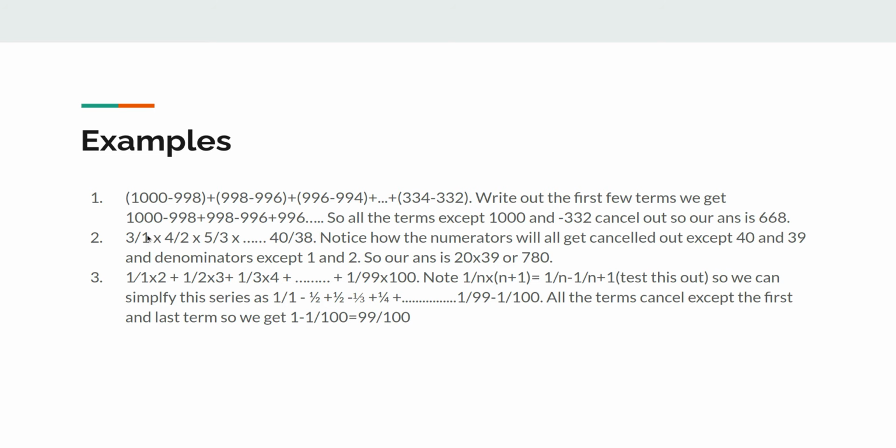And then there's this one, 3 over 1 times 4 over 2 times 5 over 3 all the way to 40 over 38. Again, all the terms basically cancel out except for the 40 times 39, and then the bottom two, 1 times 2. Yeah, so those are two easy type ones. Pretty easy.